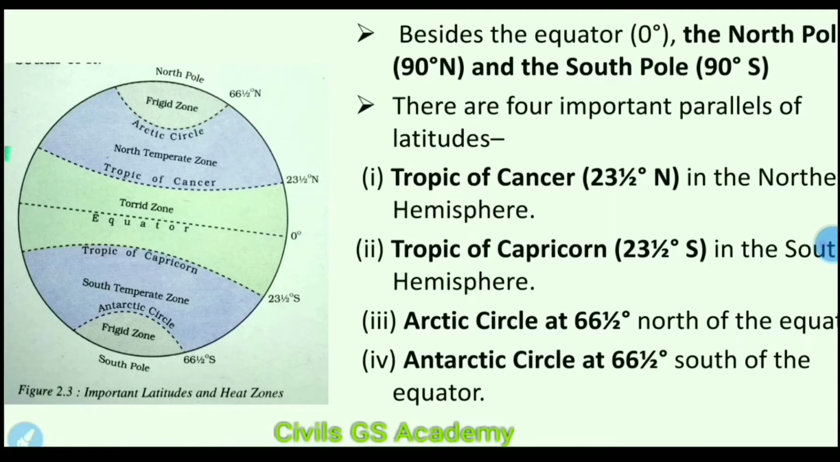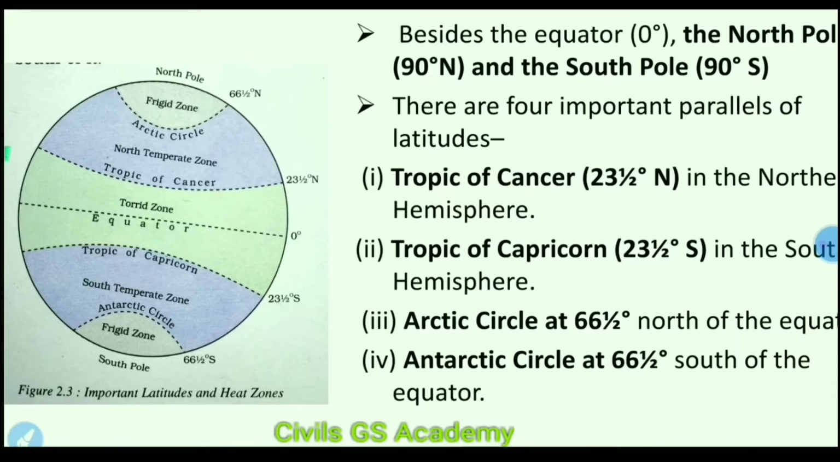See here, between 23.5 degree north latitude and 23.5 degree south latitude, that is between Tropic of Cancer and Tropic of Capricorn, the heat zone is known as torrid zone, because this zone receives maximum heat from the sun. Now above Tropic of Cancer and up to Arctic Circle, this zone is known as North Temperate Zone. Here the climate is temperate, means neither too hot nor too cold. And from Arctic Circle to the North Pole, this is Frigid Zone.